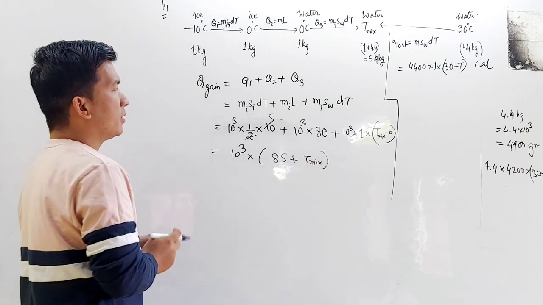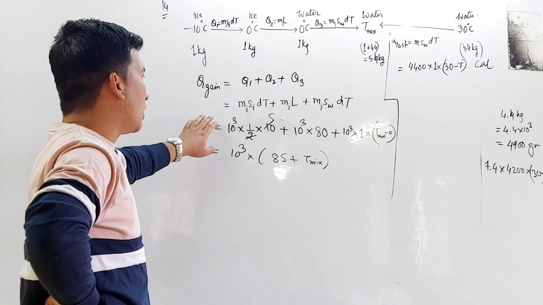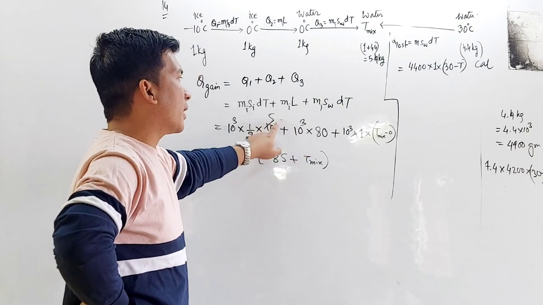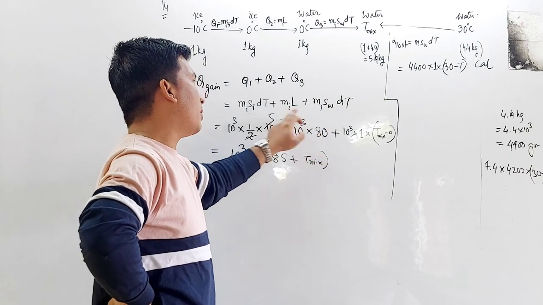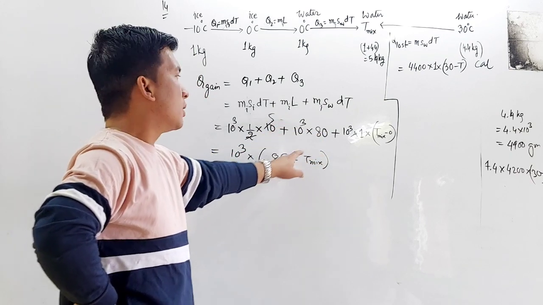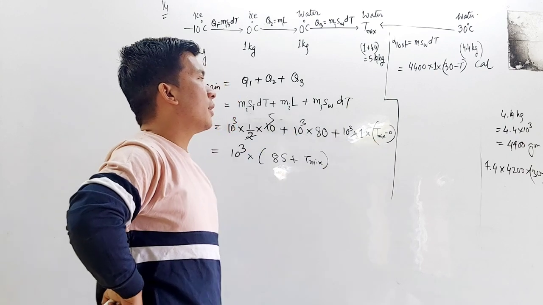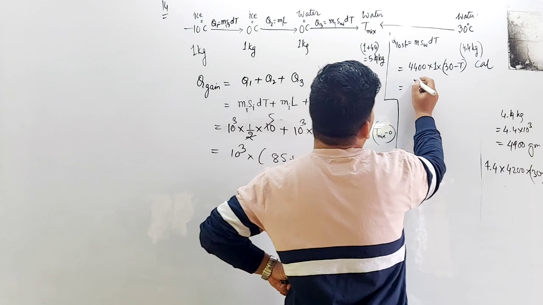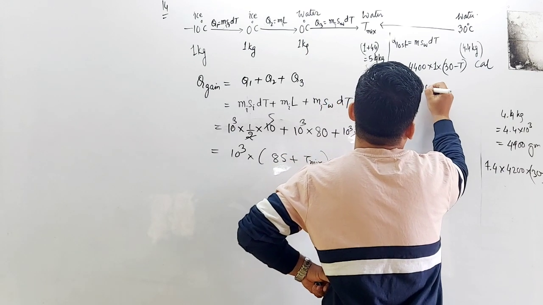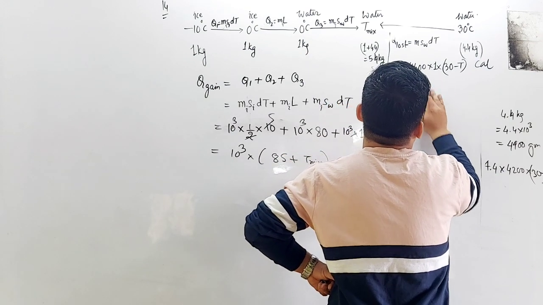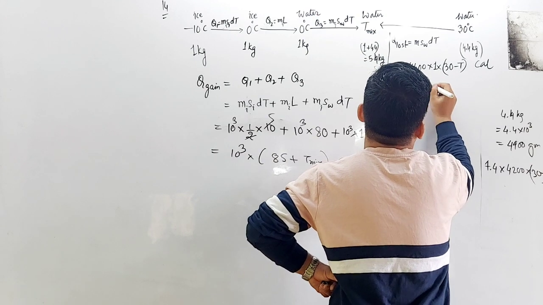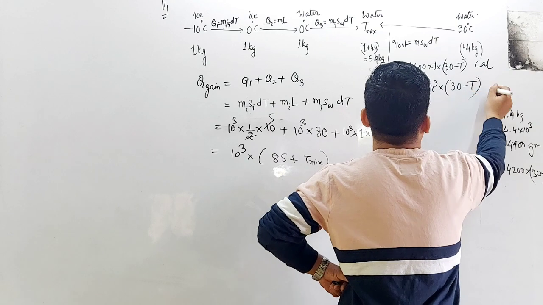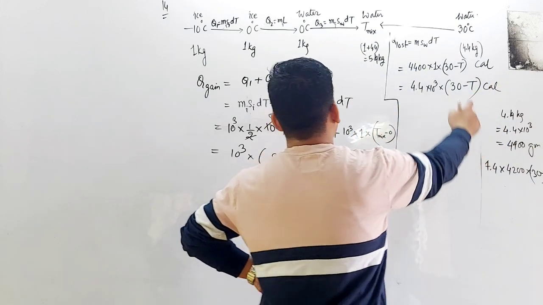Then we have this equation. Remember, 10 to power 3 is common. We can also put this as 4.4 into 10 to power 3, into 30 minus T. This is in terms of calorie, T mixture.